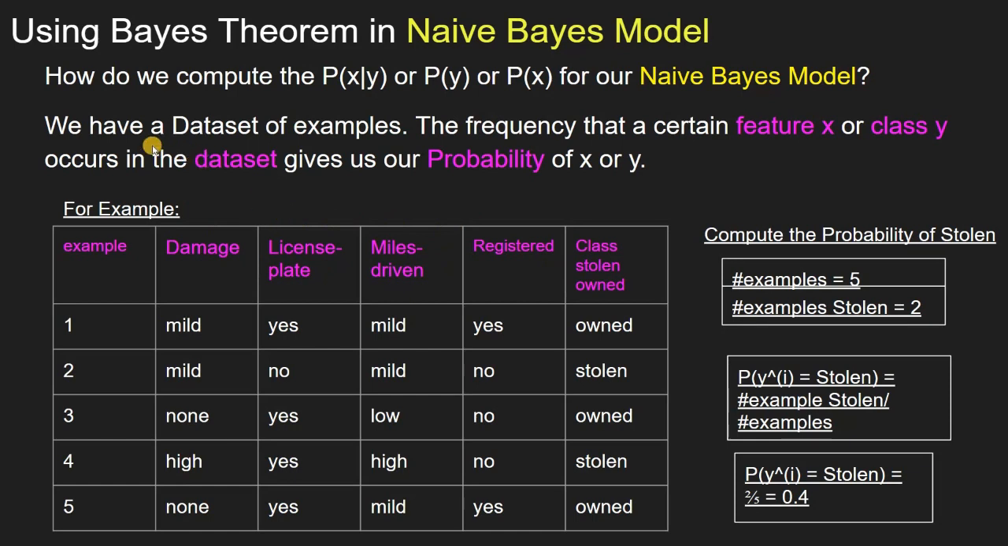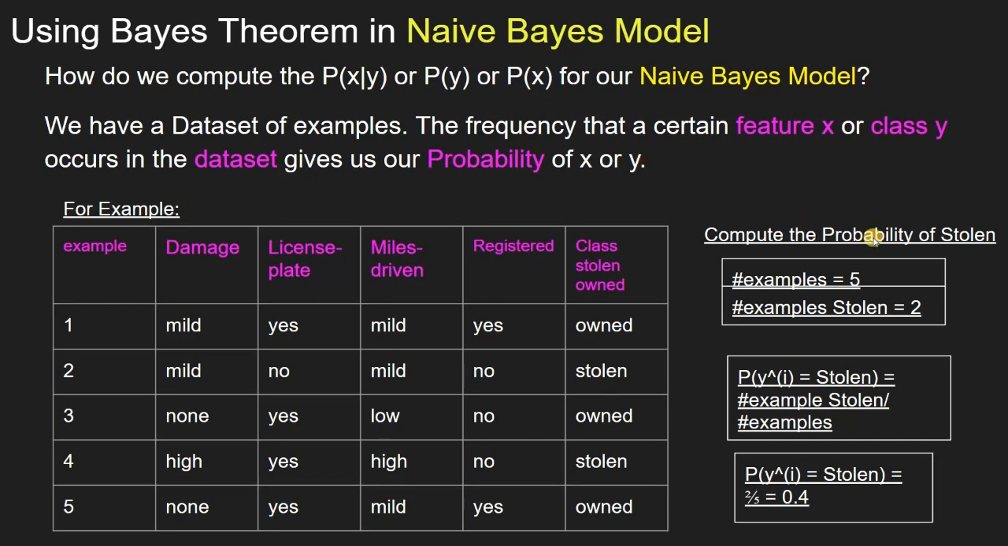Well, remember, for any machine learning model, we have a data set of examples, right? We have a data set of examples, and the frequency that a certain feature x, like damage equaling mild, or registered equaling yes, or class y, like class y equaling owned, or class y equaling stolen. So the frequency that a certain feature x or class y occurs in the data set gives us our probability of x or y, right? So let me elaborate on that.